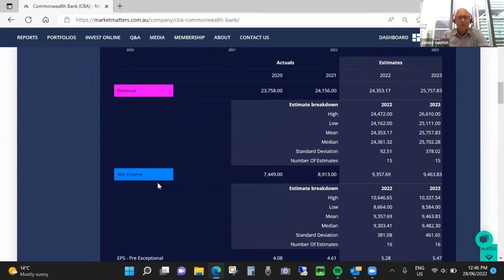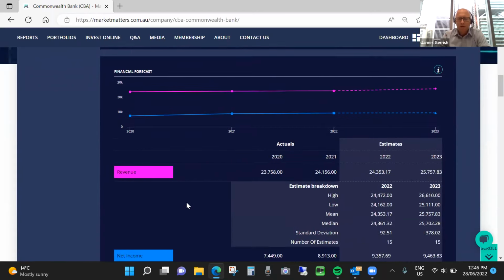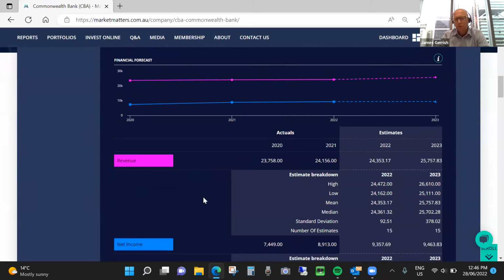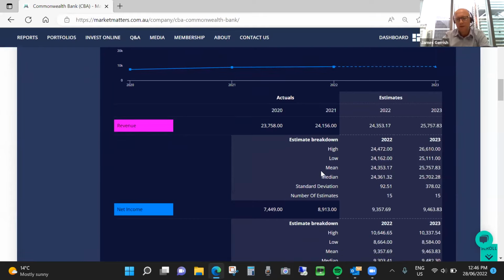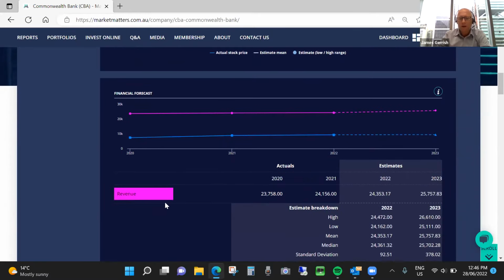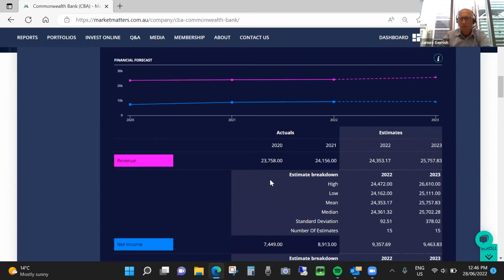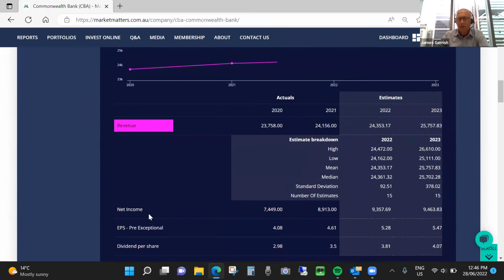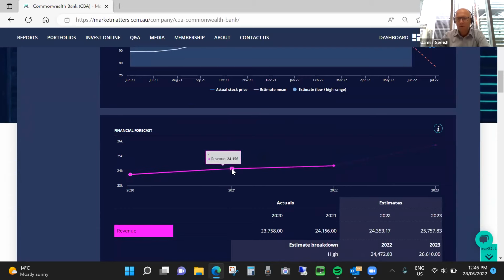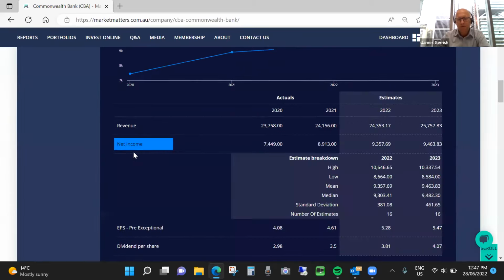So we've tried to keep this fairly straightforward. We're looking at just a couple of key metrics in terms of the actuals, so what the company has done, versus the estimates, what the market believes that company is going to do in the next 12 and 24 months. So in this case, the 2022 financial year and the 2023 financial year. In CBA's case, CBA has done $23.7 billion revenue in 2020, $24.1 billion. It's going to be very similar in 22, jumping up a little bit in 2023. You can just plot that on the chart if you like, and it gives you a really good trend in terms of CBA's revenue.